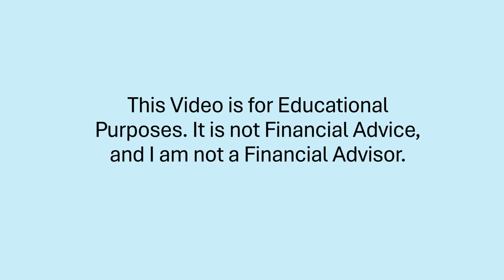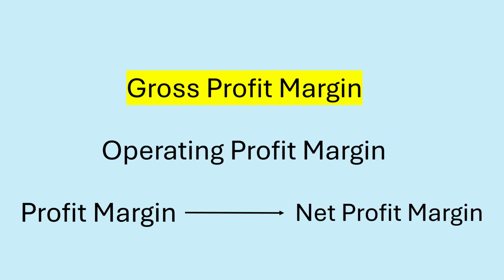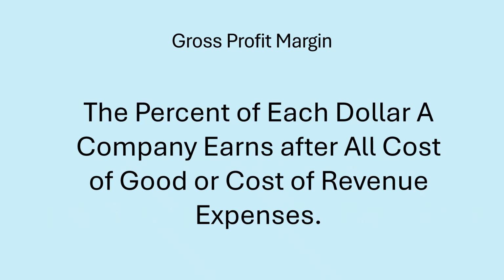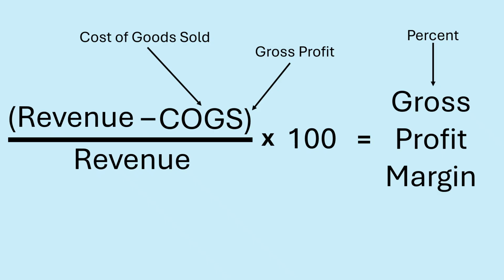Whew, we did it. There are three main profitability margins: gross profit margin, operating profit margin, and net profit margin, sometimes referred to as simply the profit margin. Today we will be focusing solely on the gross profit margin. The gross profit margin is the percent of each dollar a company earns after all cost of goods or cost of revenue expenses. Let's take a look at the equation.